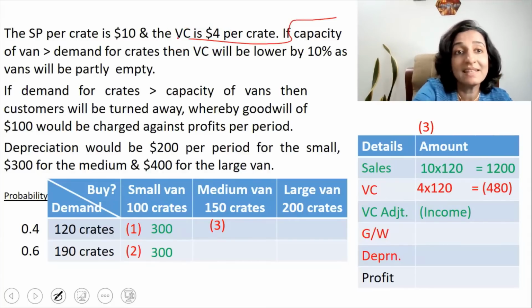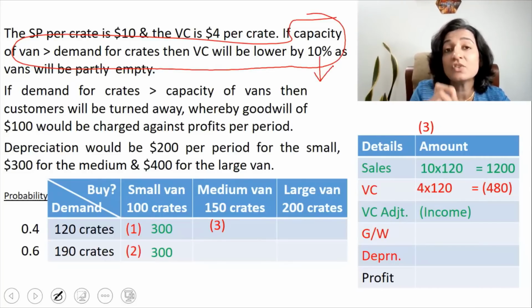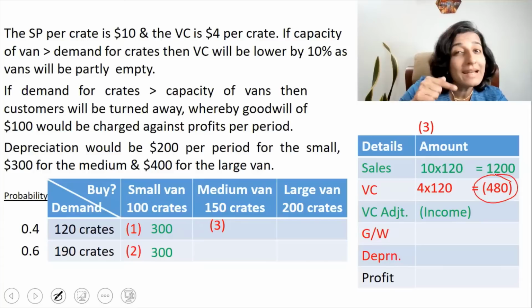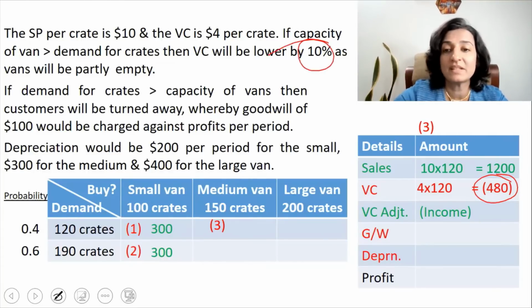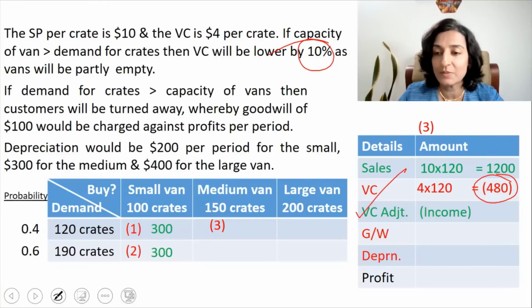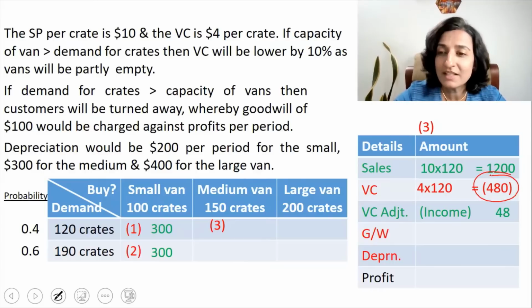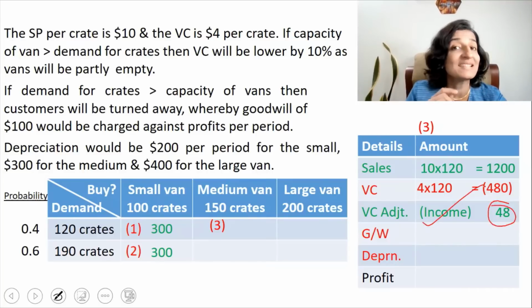And here the capacity is greater than the demand, which means that we will have to make a variable cost adjustment of 10%. That is, variable cost amount is not $480. It is an amount less than 480. Less by how much? Less by 10%. So we will make a variable cost adjustment, 10% of $480. That's 48. That is why I've indicated that in green. Since it is a reduction in expense, it comes as a positive figure, or it comes as an income.